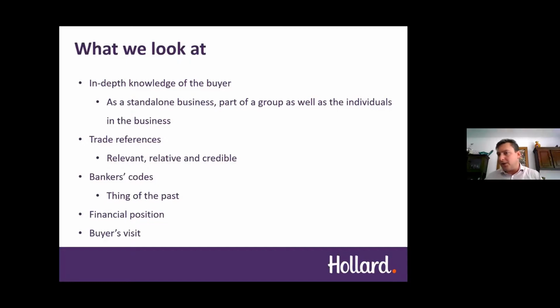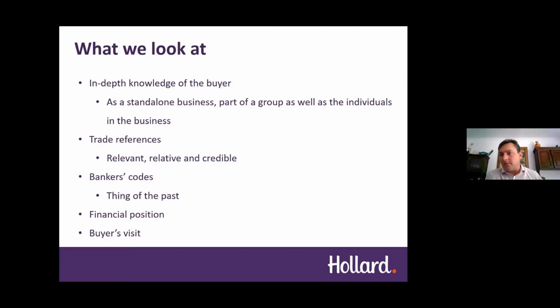So when your client is looking to sell on credit, who they're selling to and how important are you to them? Can they buy what you're selling from somewhere else? And if they can, then you really need to be comfortable with that relationship that you have. When we look at trade references, we want to make sure that they're relevant, that they're relative, that they're credible. I'll get into credible last.